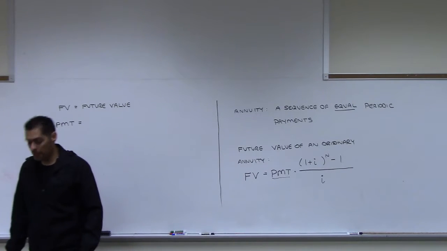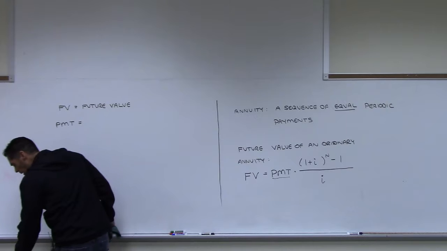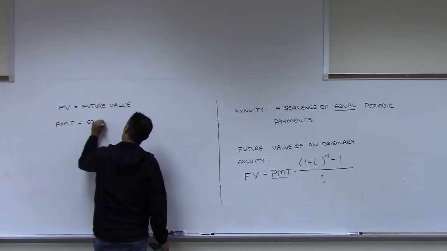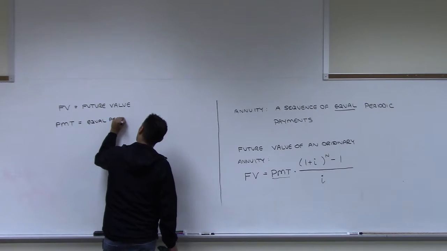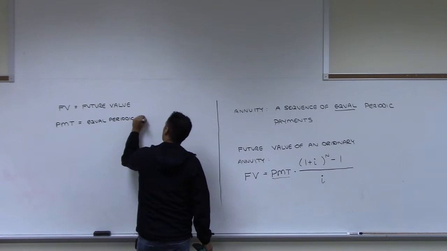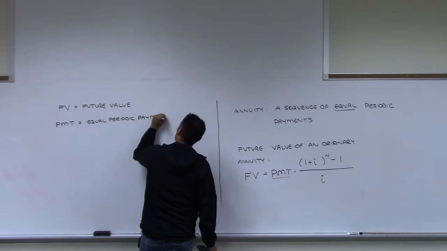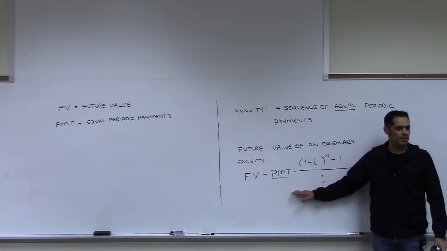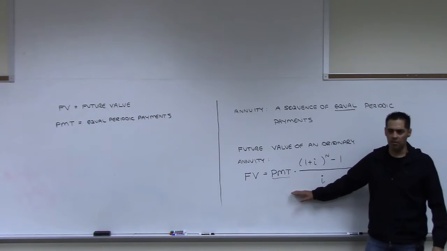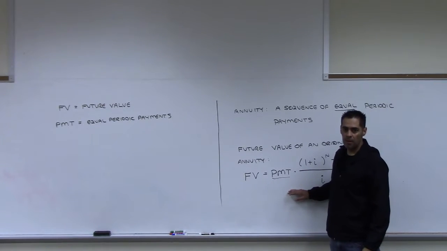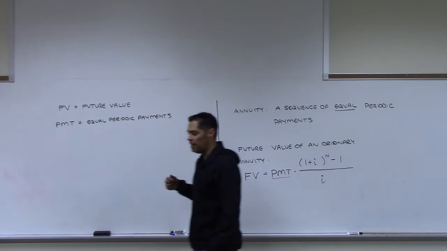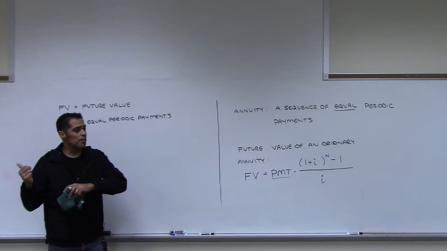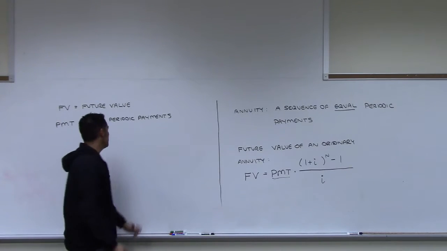Yeah, this is going to be our equal periodic payments. These are the equal periodic payments that we're going to make. Look, this entire section, this is it. This is the only thing we're doing in this section, this single formula. There's no other formulas. This is the only one. Now, we are going to do a problem today where we actually combine this idea with the idea from 3.1 and 3.2. But I'll get to that when we get to the example.